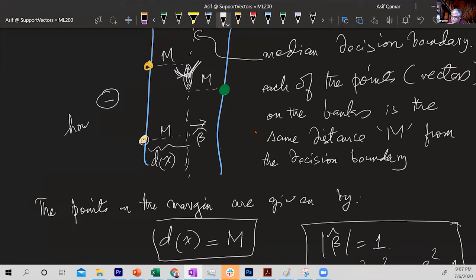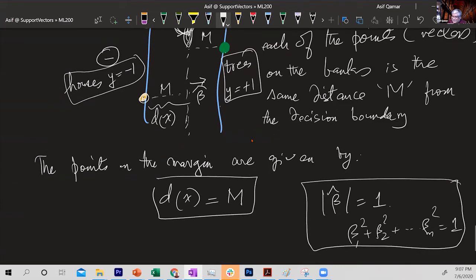Houses, as a target variable, you can say y is equal to -1. And here for trees, y is equal to +1, right? As y -1 and +1, why not 0 and 1, why not just house and tree? You'll see it's a mathematical convenience. You'll see what it is shortly.